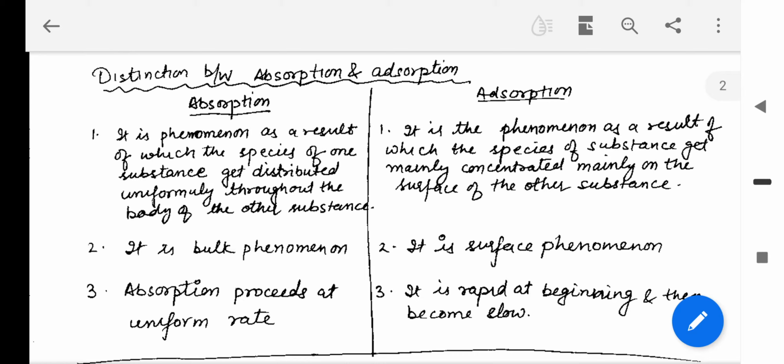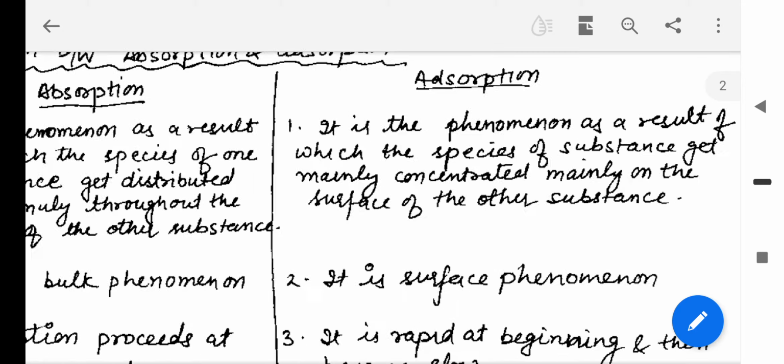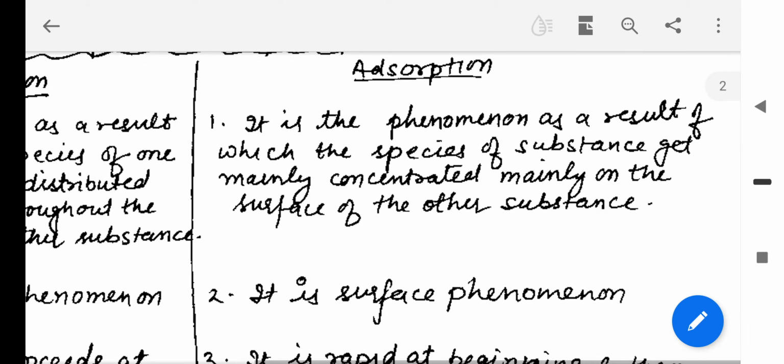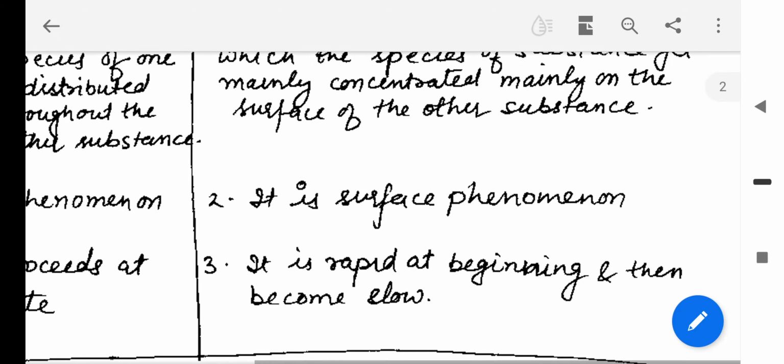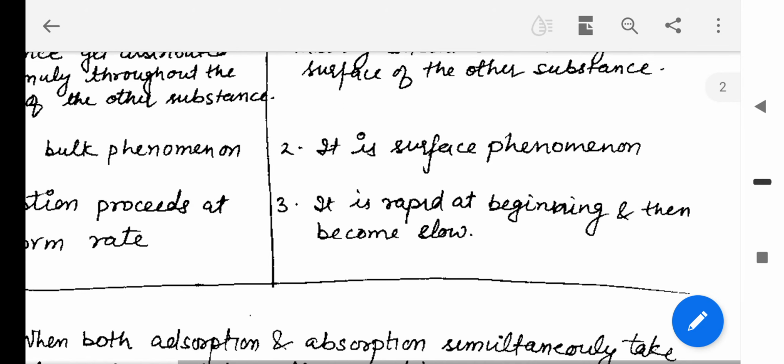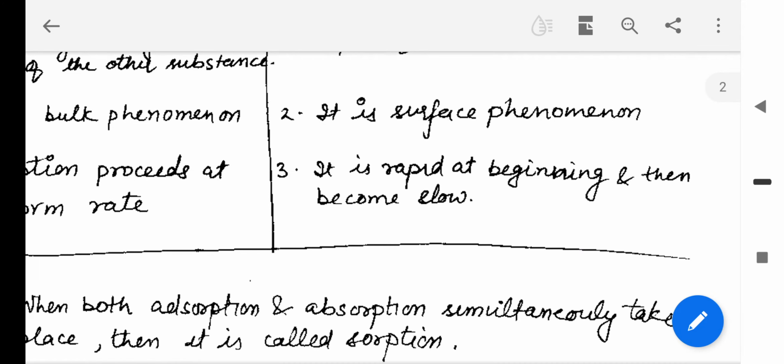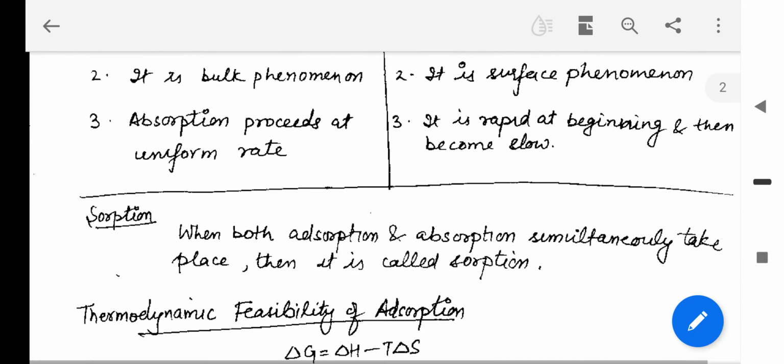An absorption process occurs at a uniform rate, but adsorption is the process as a result of which species of one substance get mainly concentrated on the surface of the other substance. It is a surface phenomenon. It is very rapid in the beginning, but as the surface starts getting covered by the particles of the other substance, then it becomes slow.